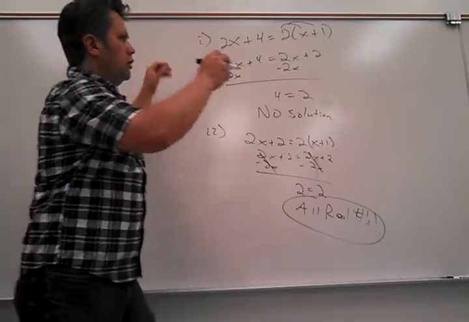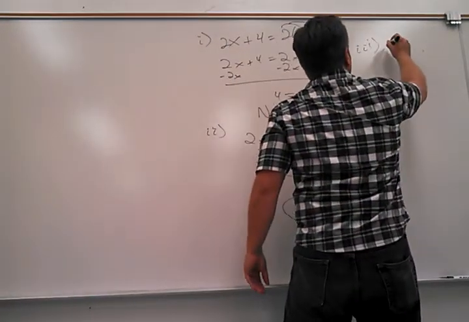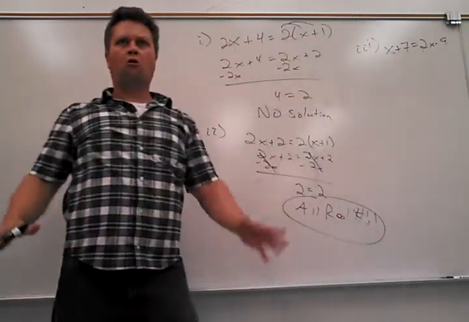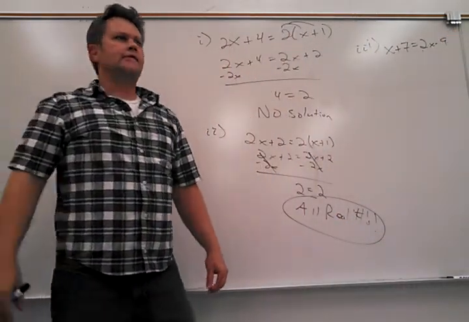If I have a normal equation, like x plus 7 equals 2x minus 9, right? There's a good normal equation, right? How do I solve that?